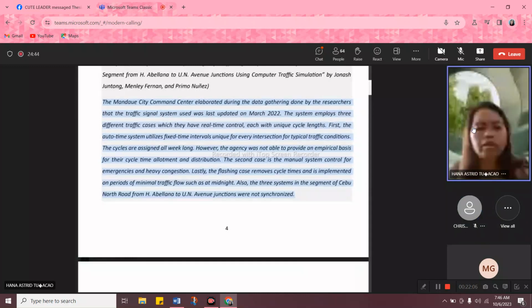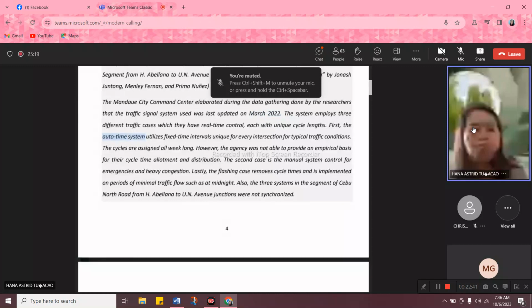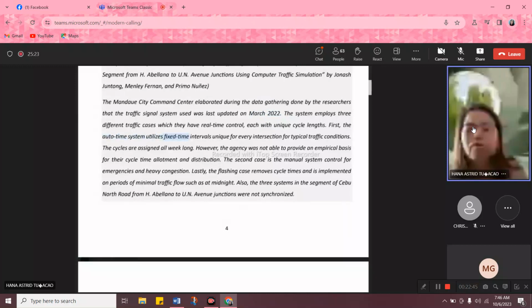Okay. Thank you, Solon. So the purpose of the study of Huntong, Fernan, and Nunez was to design traffic signal synchronization, no? Because as shown here in the actual conditions, the last update was dili pa kaayo dugay, no? I-state lang nila nga last updated March 2022. However, makita na nato diri nga auto time system uses fixed time intervals, no? Unique for every intersection for typical traffic conditions. So, at every intersection, naa siya unique nga time sa stop-go sequence niya.